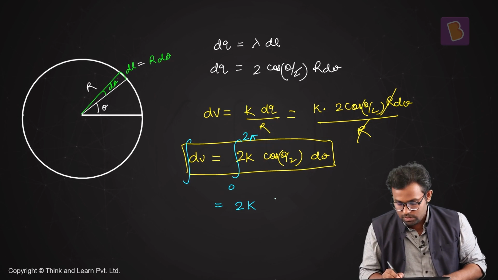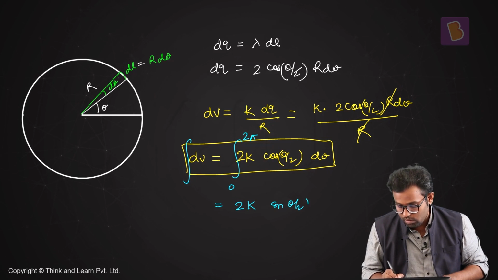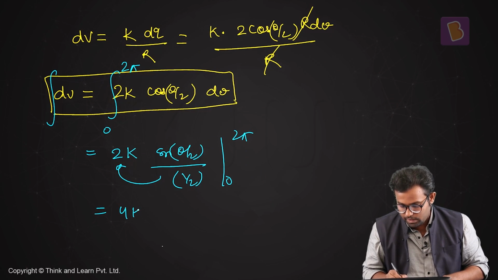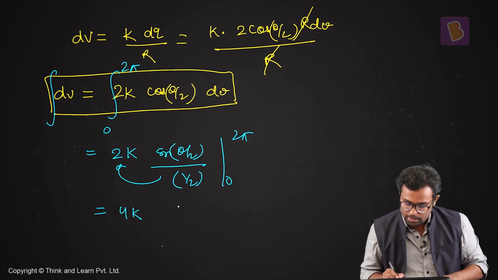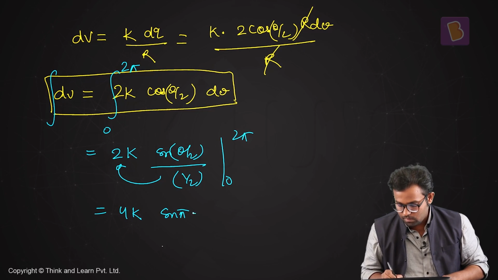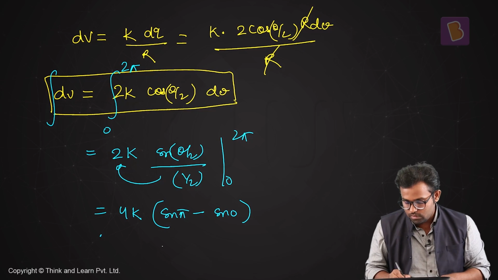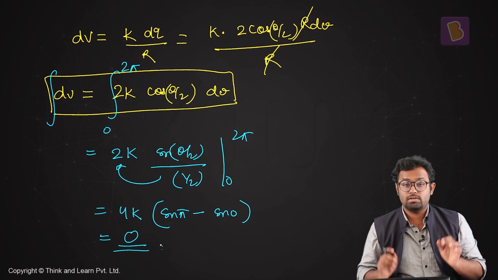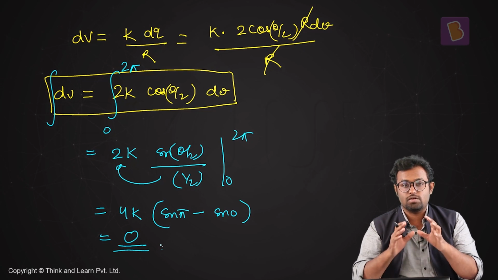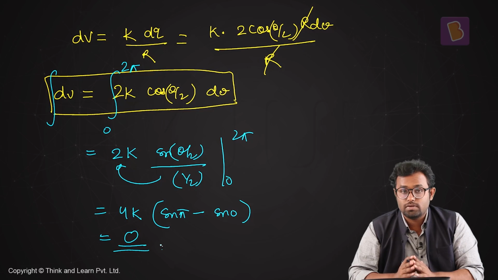Integration of cos theta by 2 is sin theta by 2, also divided by 1 by 2. Don't forget that. From 0 to 2 pi. 1 by 2 comes over here. This becomes 4k times sine of 2 pi by 2, which is sine pi, minus sine 0. Sine pi is 0, sine 0 is 0. This comes out to be 0. So the answer is a perfect 0. So the potential at the center of this ring of variable linear charge density is 0.